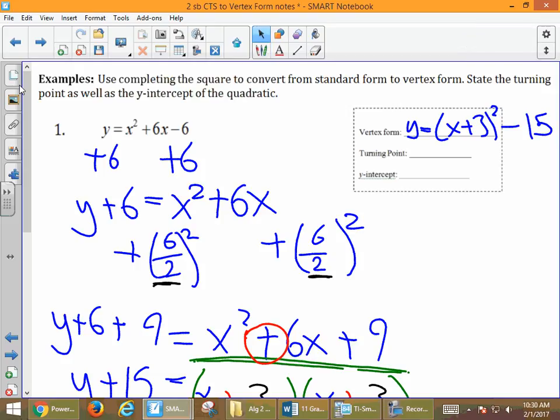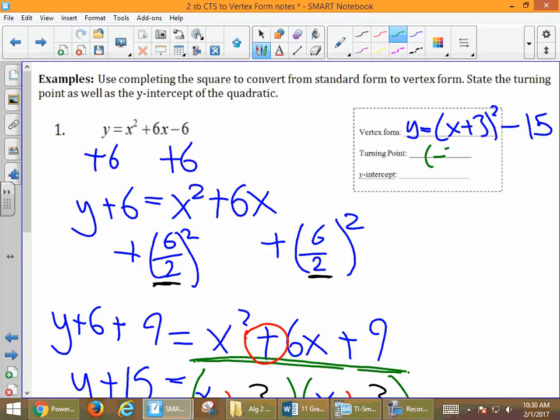And now that we have our vertex form of our equation, we can find the turning point without having to do our negative b over 2a formula. So what's the turning point of this quadratic going to be? Oscar?